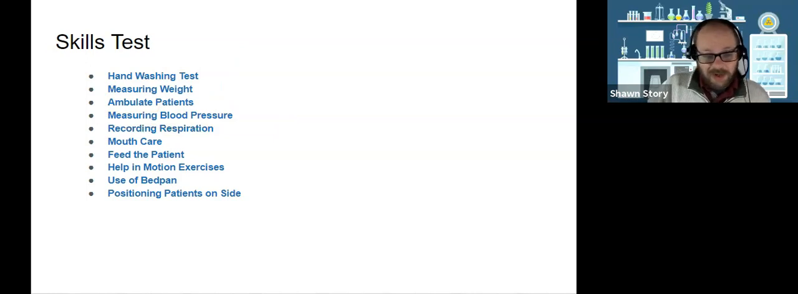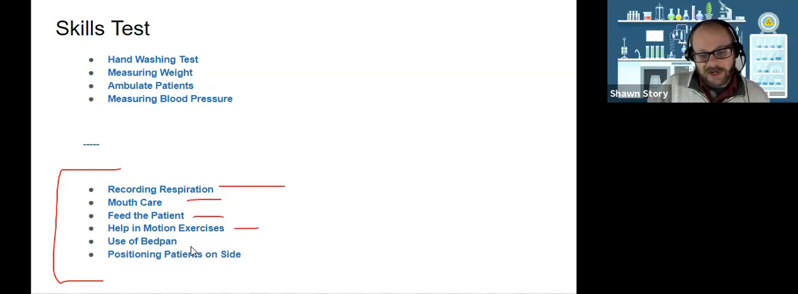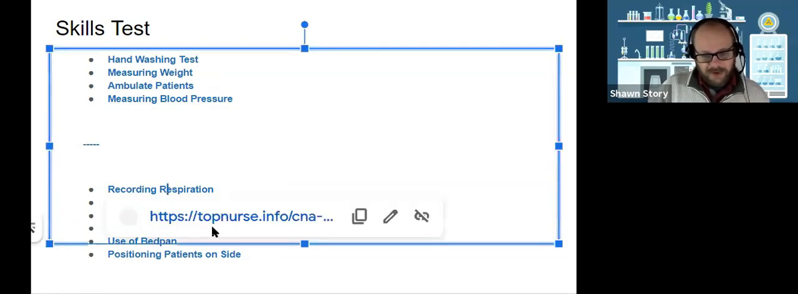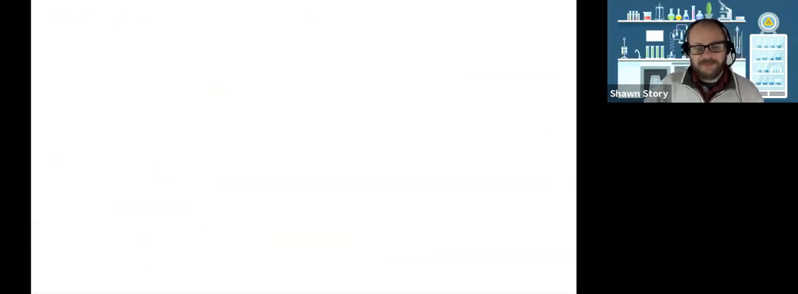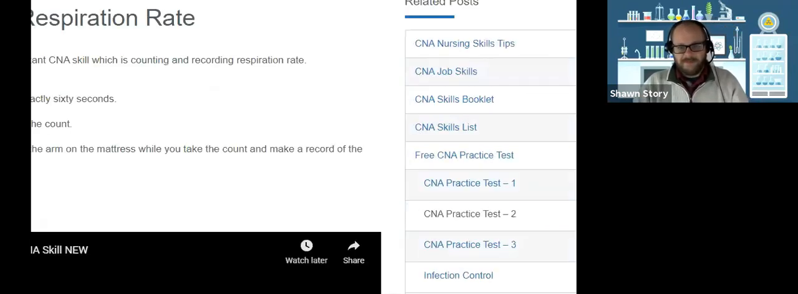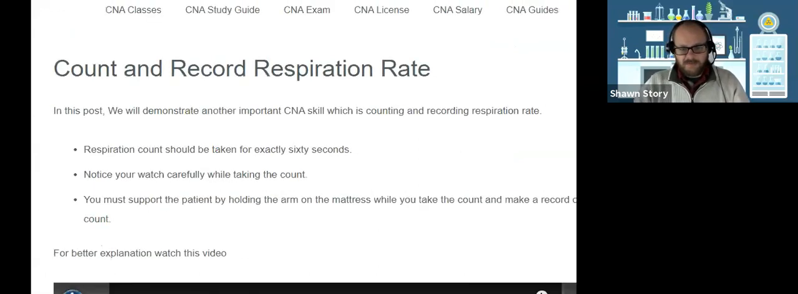Today, we're going to look at these ones down here: recording respiration, mouth care, feed the patient, help in motion exercise, using a bedpan, and positioning patient on their side. Let's start with measuring respiration. Here's our measuring respiration.